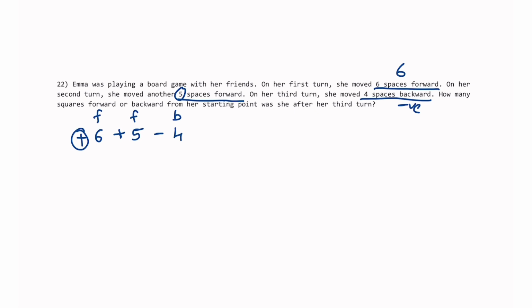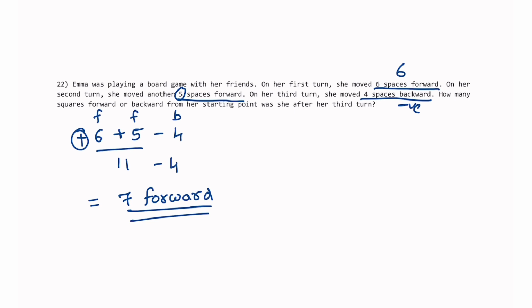Okay, so this is how you form your equation. So 6 plus 5 is 11, and then you minus 4 from that, and you get 7. So basically that is 7 forward, right? Because the answer is positive. Okay, so that's one of the ways.